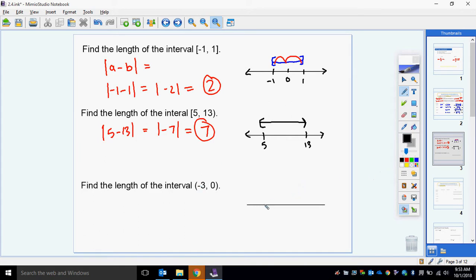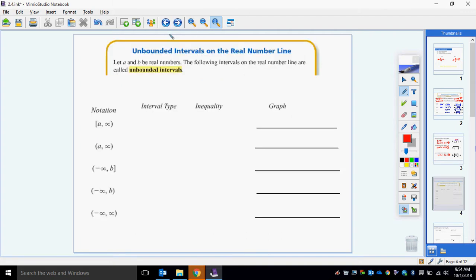And the last one, -3, 0. You can either count, or you can take -3 minus 0 absolute value. The absolute value of -3 is +3. So lengths of intervals are going to be one type of web-assigned question.